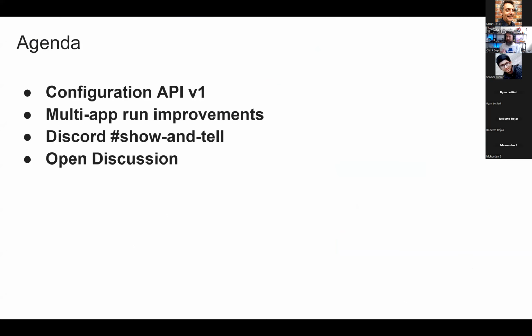So today we're going to talk about the configuration API, which now is stable, which is great news. And we're going to show some improvements on the multi-app run, which was introduced in version 1.10. And we'll finish off with some, let's say, social highlights and some stuff that was shared in Discord show and tell. And as always, there's room for an open discussion afterwards.